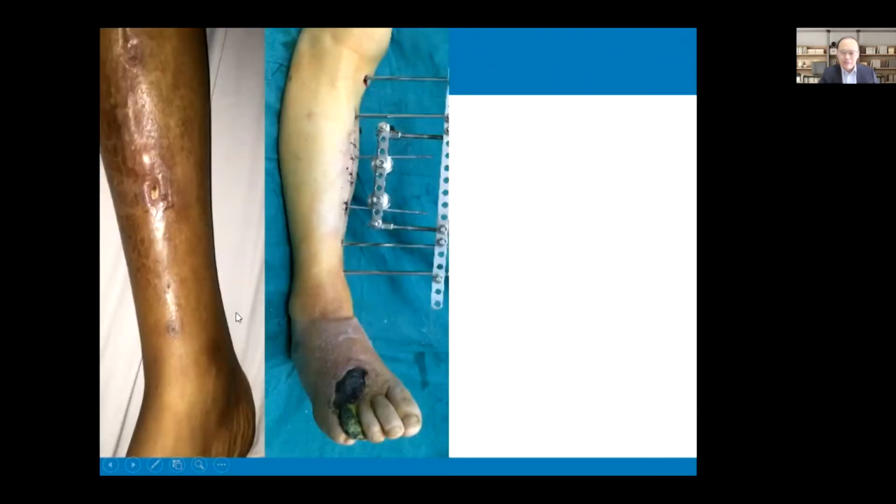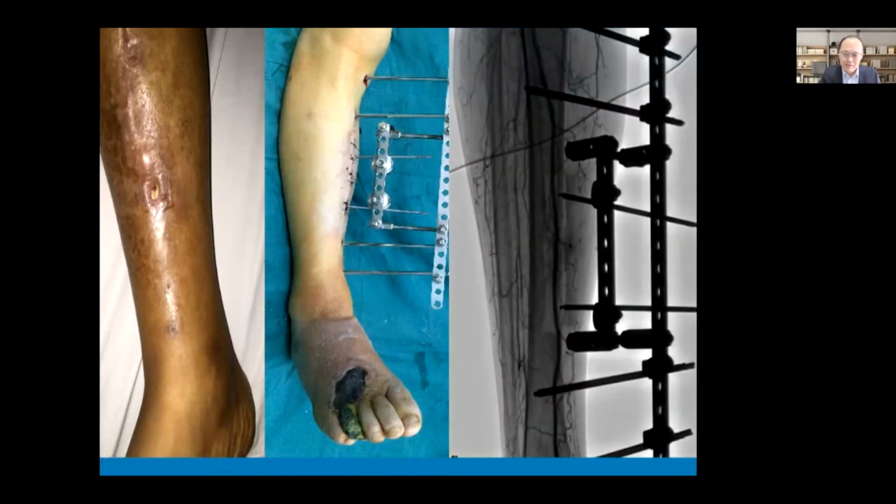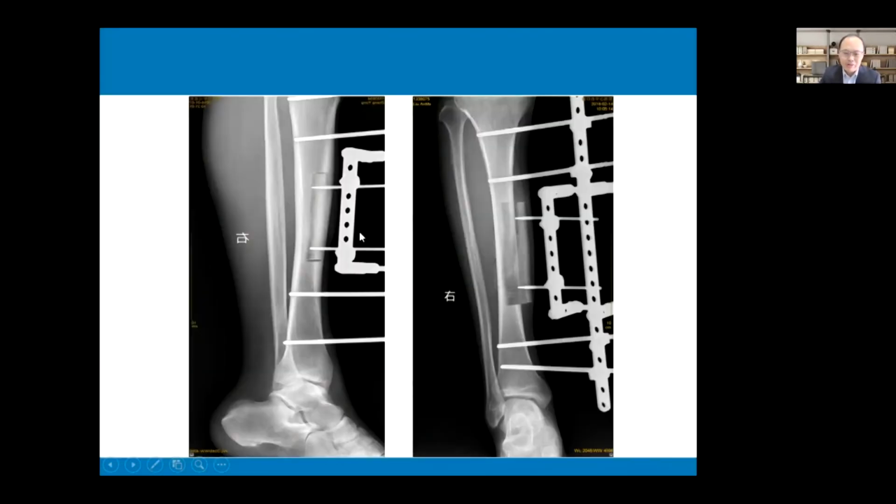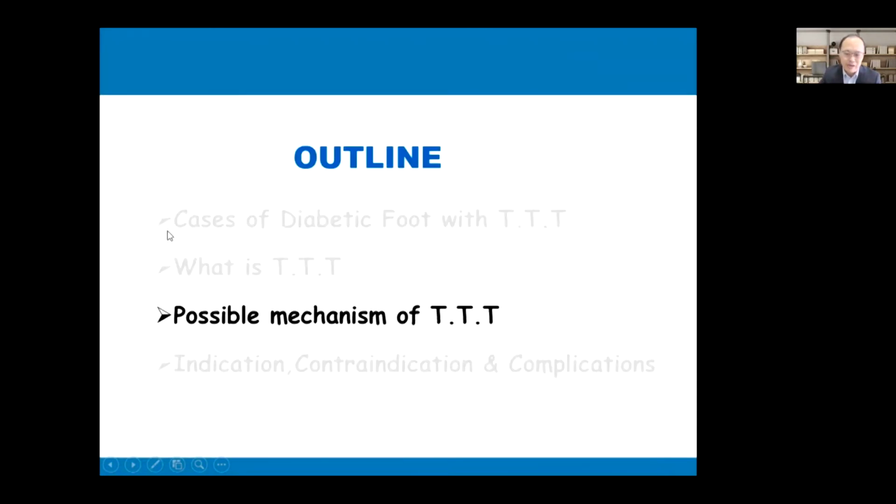The technique is simple, not complex. We can perform the surgery on the medial side of the tibia, so it's original work. You can see in the X-ray this cortex bone was distracted out, and then we can put it down to the original site.